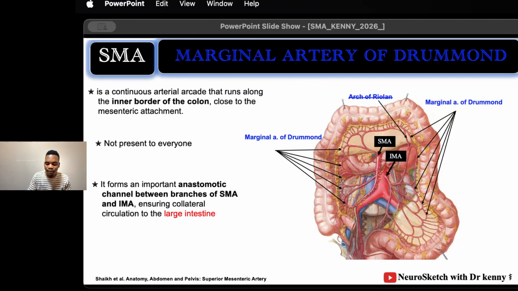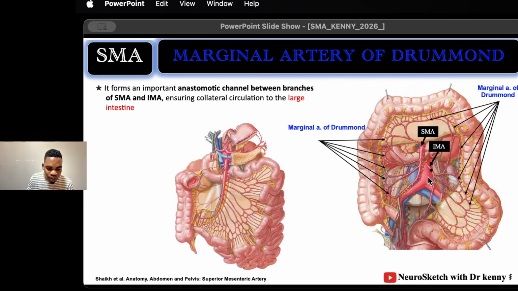Why is the marginal artery of Drummond important? In case of blockage of the inferior mesenteric artery, for example, the part that was supposed to be supplied by it would undergo ischemia and die. But because of the marginal artery of Drummond, even with blockage of the inferior mesenteric artery, blood is shunted from the branches of the superior mesenteric artery to supply the part of the colon that was supplied by the inferior mesenteric artery. So we have an anastomotic channel to shunt blood from the superior mesenteric artery in case of obstruction of the inferior mesenteric artery.